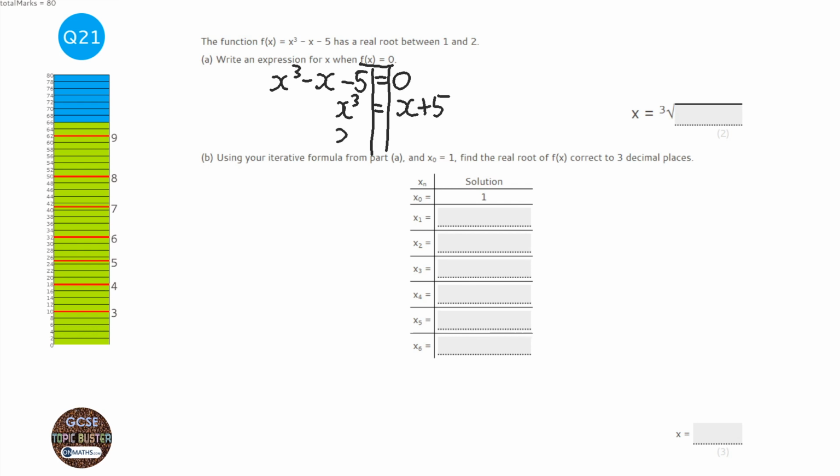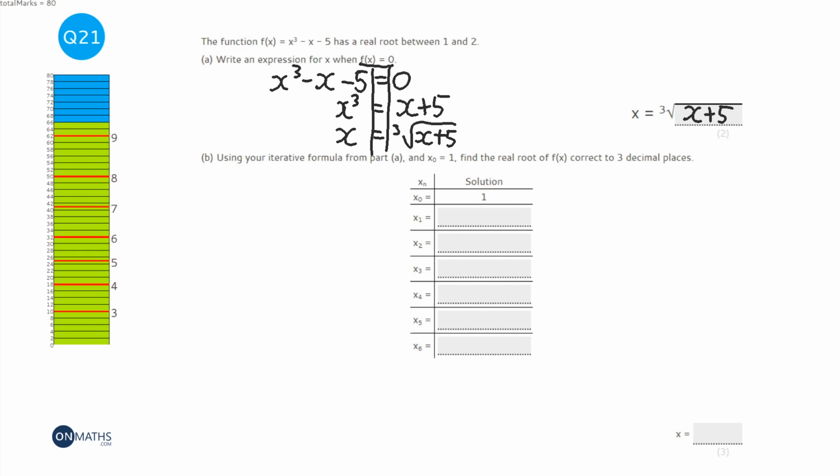And we're just going to cube root both sides. So our iteration formula is going to be the cube root of x plus 5. Now, with the iteration formula, it's a beautifully simple idea that as long as we just keep ploughing in what we've found for the answer before, it will get us closer and closer to the real root.